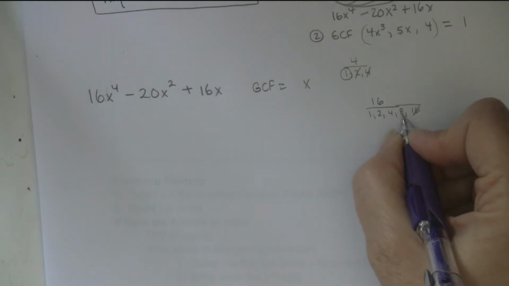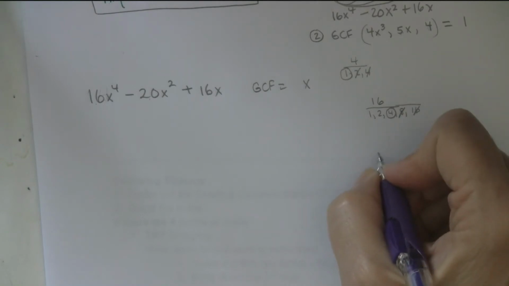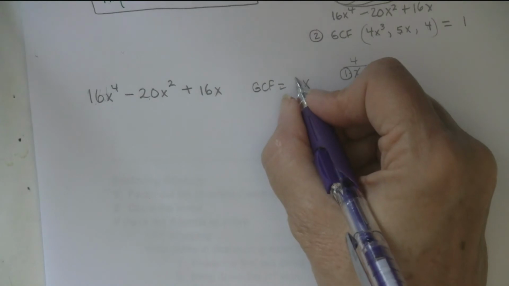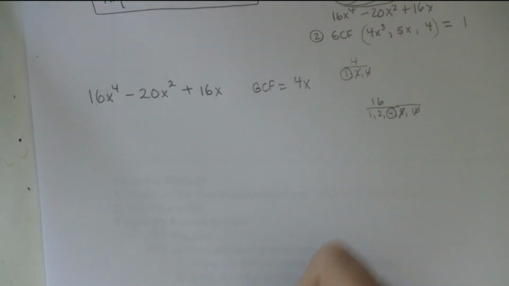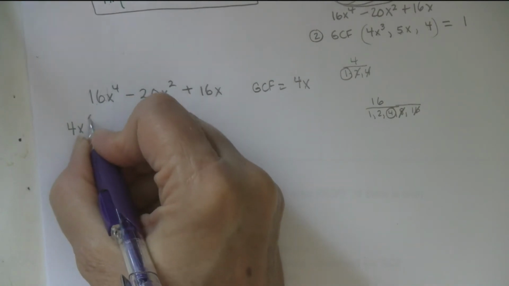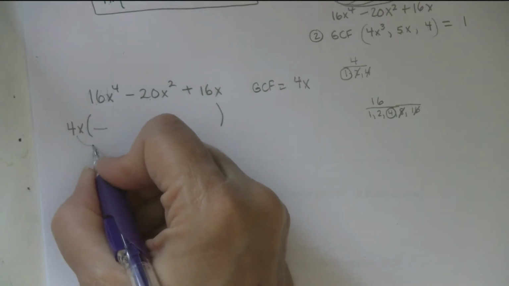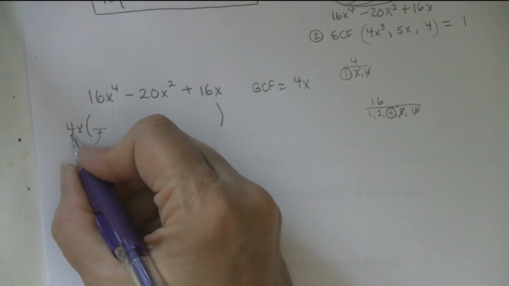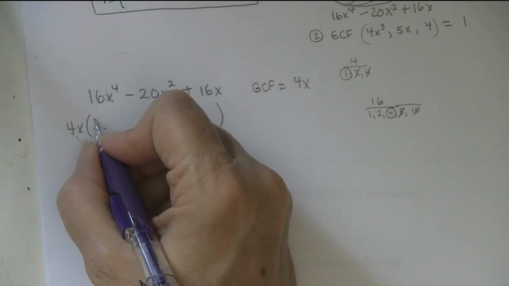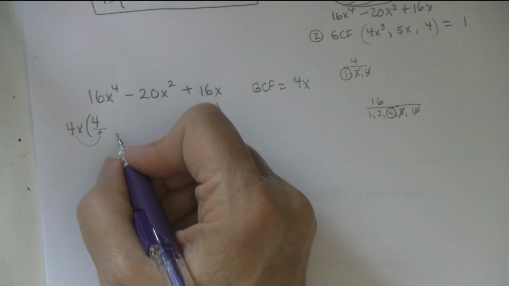Nope. Does 8 go into 20? No. How about 4? Does 4 go into 20? And the answer is yes. 4 goes into 20. So they have 4x in common. What you do with what they have in common is you put it in the front. And then you build this by thinking, when I multiply right there, what would I have to multiply 4 by in order to get 16? And it's 4. And if you're thinking that's division, 16 divided by 4 is 4.